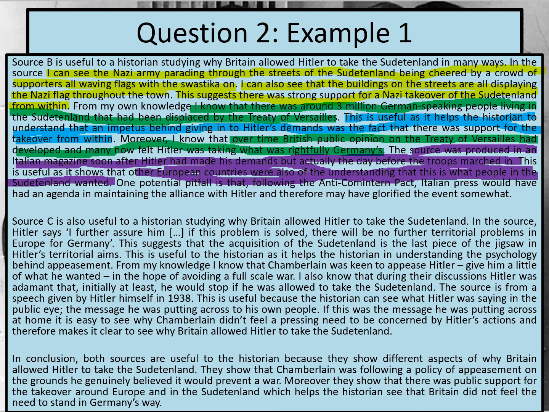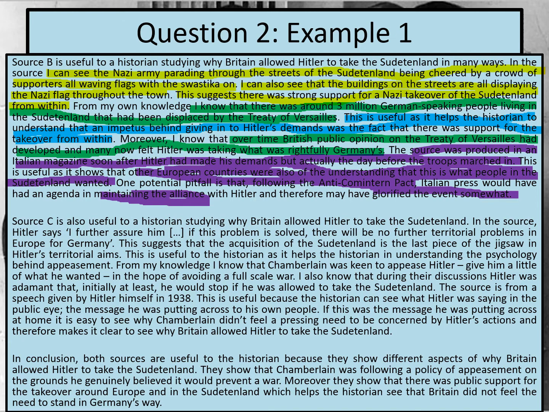One potential pitfall is that following the Anti-Comintern Pact, remember, that pact between Italy, Japan and Germany against communism, the Italian press would have had an agenda in maintaining the alliance. So this was about maintaining that friendship as well and glorifying the event. Okay, so all of that is really, really useful. So let's have a look at our second source.